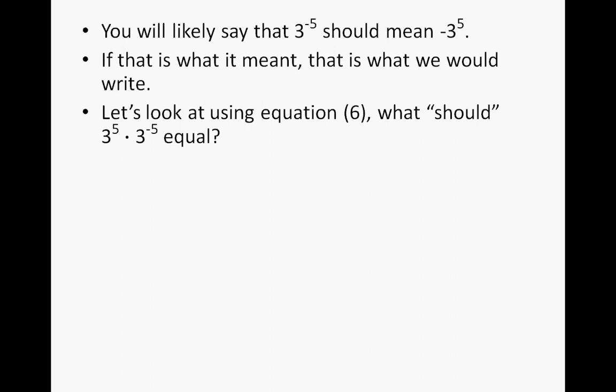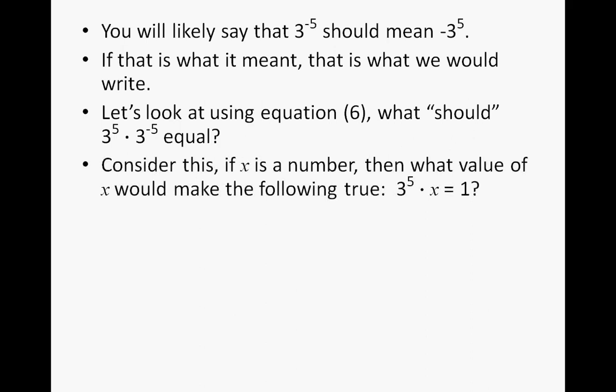So let's see if we can use our equation number 6 to see what 3 raised to the negative 5 should equal. Consider this. If x is a number, then what value of x would make the following true? If I have 3 raised to the fifth power times some number, how am I going to make that equal 1? What could I multiply 3 to the fifth power by to make it equal to 1?